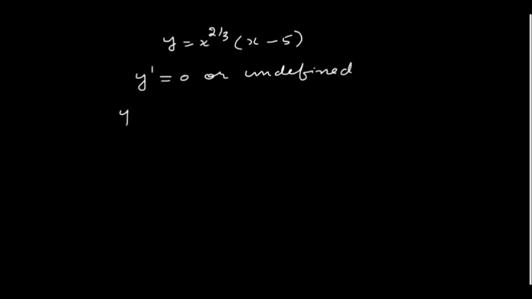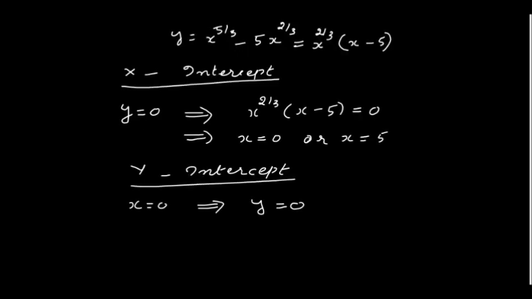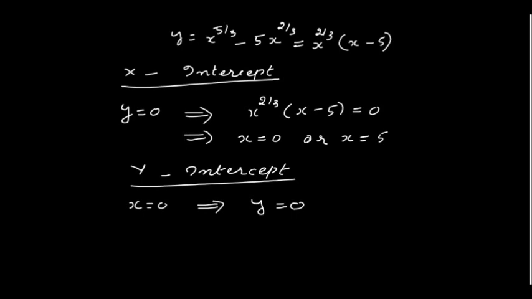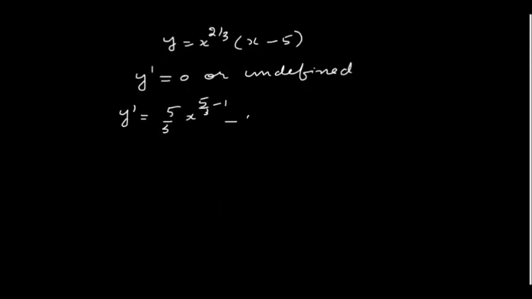So y dash equal to, let us use the other form for the derivative. You will get 5 by 3 x raised to 5 by 3 minus 1, minus 5 into 2 by 3 into x raised to 2 by 3 minus 1. You have to see whether this is going to be undefined at any point, or whether it is going to be 0. So y dash equal to 0 means this equal to 0.